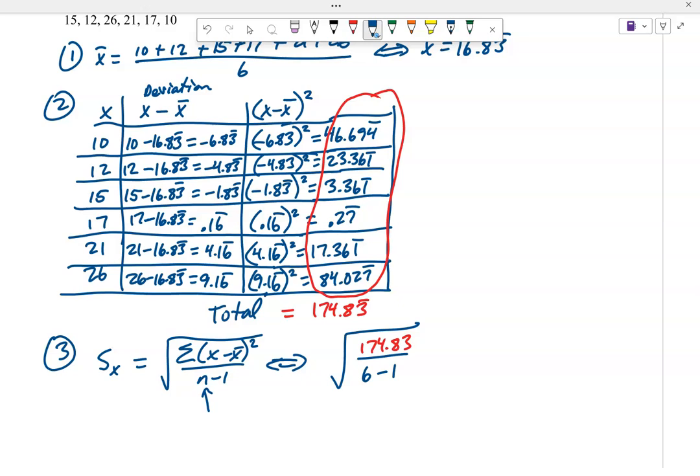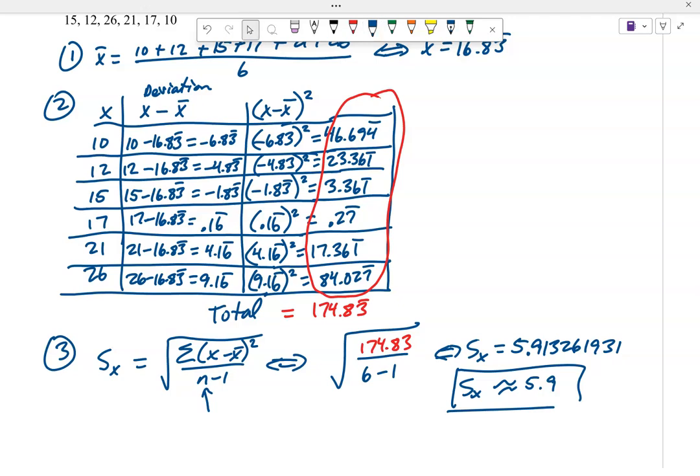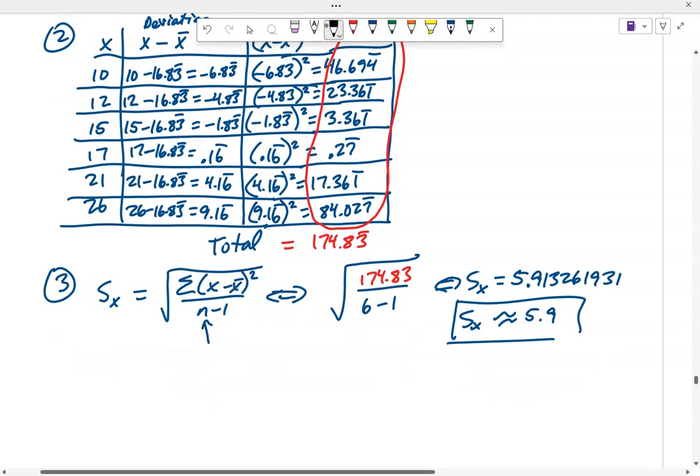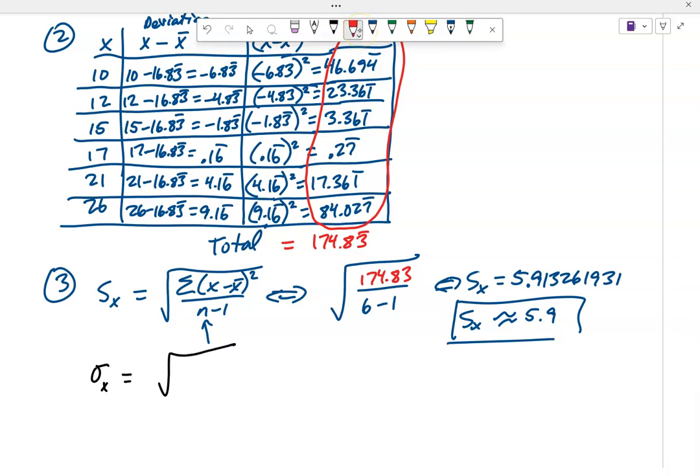So 174.83 divided by 5, and then take that square root, and you'll get your standard deviation. Ends up being 5.913261931. So about 5.9. And then you can also do your standard deviation for the population, which is that same 174.83, but instead you're just dividing by n. So divided by 6.